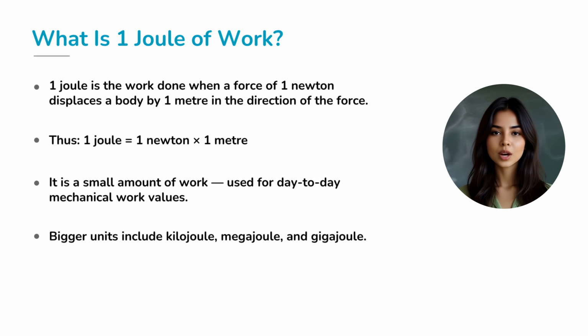Let's begin with the most commonly used unit, the joule. It is the SI unit of work, and we write it as capital J. Now let's define it properly. We know the basic formula for work is work equals force multiplied by displacement, or in symbols, W equals F into S. So, 1 joule of work is said to be done when a force of 1 Newton displaces a body through 1 meter in the direction of the force. In other words, 1 joule equals 1 Newton times 1 meter. This is the standard definition of work in the SI system.